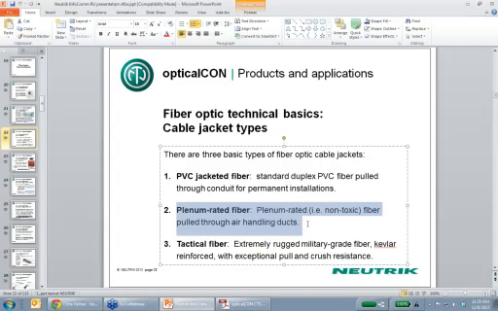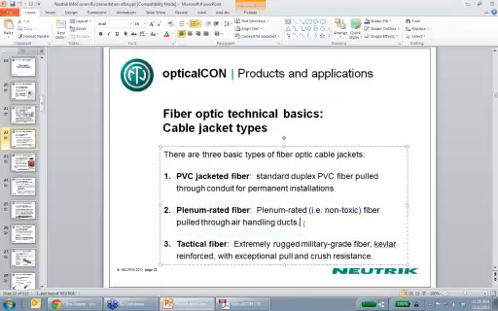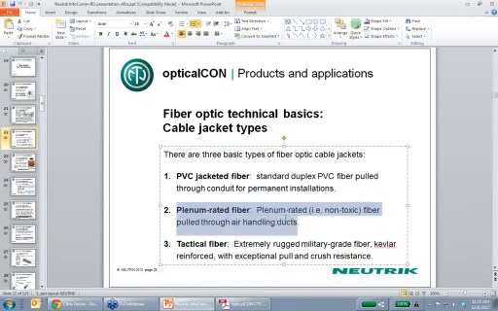This is stuff which is non-toxic, so that when your air conditioners or your heating devices are blowing over these cables, they're not putting out gases which could be damaging. You should know that, by the way, in opticalCON, we have no plenum rated fiber. We don't need it because opticalCON, which is the Neutrik solution, is not designed for these permanent installs. It's designed for patching from place to place to place, which does not need deployment ratings.